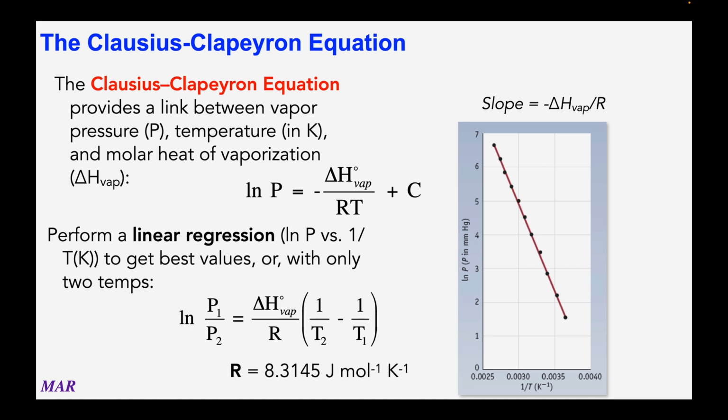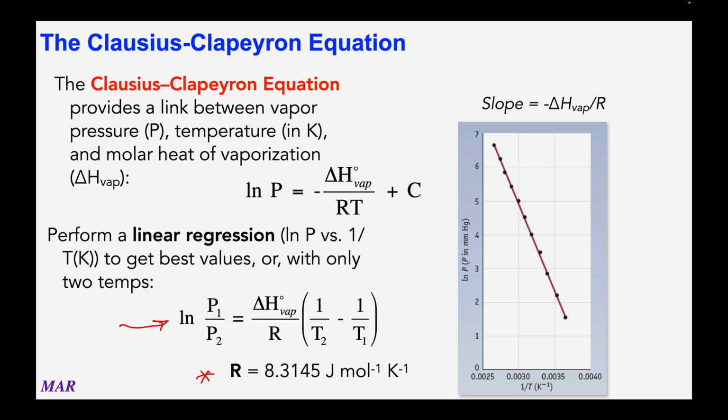Well, the slope here is the important part. Slope equals minus delta H vaporization over R. And R is the so-called energy R constant, 8.3145 joules per mole Kelvin. So this is a great way to find delta H of vaporization if you have lots of values. Now, if you only have 2 values, you can use this equation right here. It's not as good of a method as plotting natural log of vapor pressure versus 1 over temperature for lots of different points. But if you only have 2 values, this will work. You can get a delta H vaporization out that way.